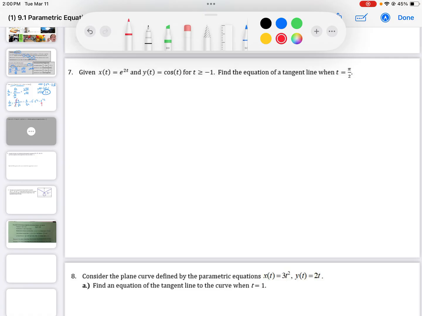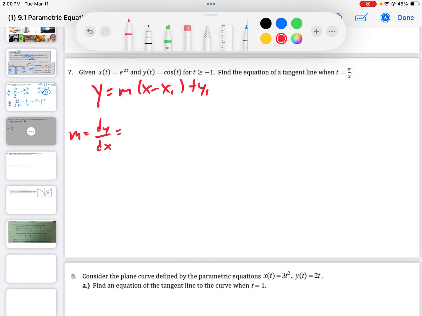All right, given this parametric equation, find the equation of the tangent line when t is equal to pi over 2. They love these tangent line equations. The equation of a tangent line is y is equal to m times x minus x1 plus y1, the same thing we've been doing since the first unit. So m is dy dx, and I'm going to evaluate it when t is pi over 2.